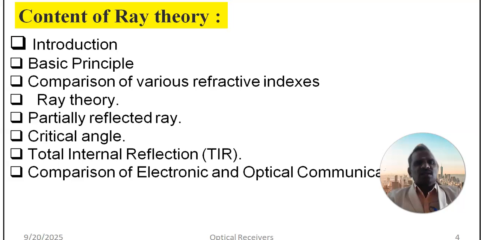This is my content page: introduction, the basic principle which is used in optical communication, then comparison of various refractive indexes of different materials, then ray theory and how it works, then partially reflected wave and how it works, then critical angle, then total internal reflection, and comparison of electronic and optical communication. This is my content.